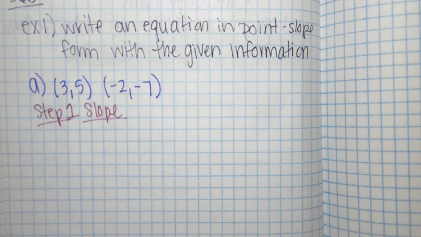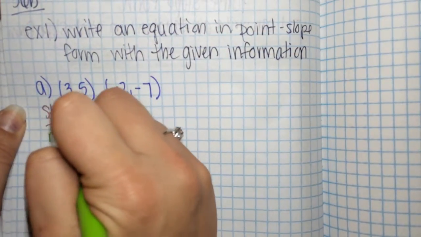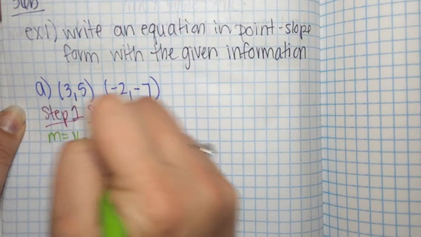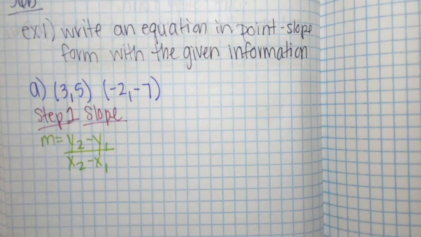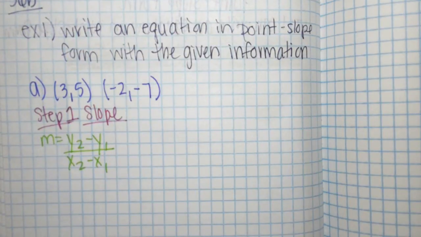Alright, so who can look back at their notes from yesterday and raise their hand and tell me what the slope formula is? Reggie. Take a point for your team. Now, what should we do first before we start plugging in? Raise your hand. Reggie.